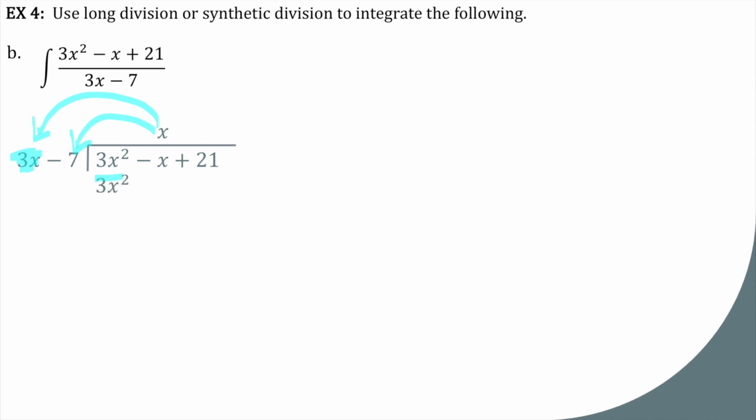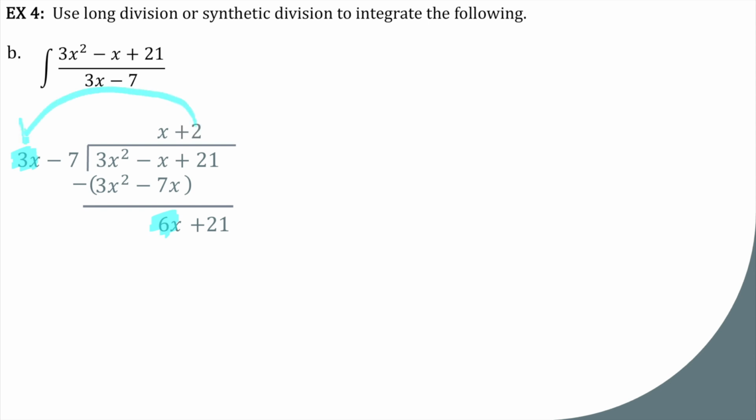So x times 3x is 3x squared. Yay, that's what we wanted. And then x times -7 is -7x. Then you subtract that quantity, and we get 6x, and bring the 21 down. Now we do that process again. What do I need to multiply by 3x to get 6x? 2. And then the 2, I multiply by each of the terms on the outside.